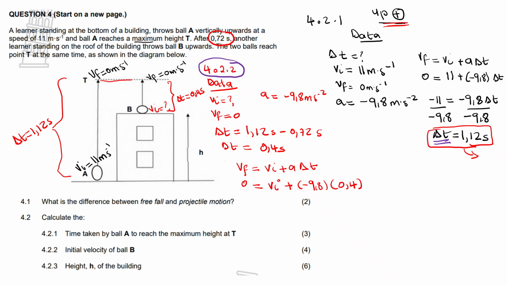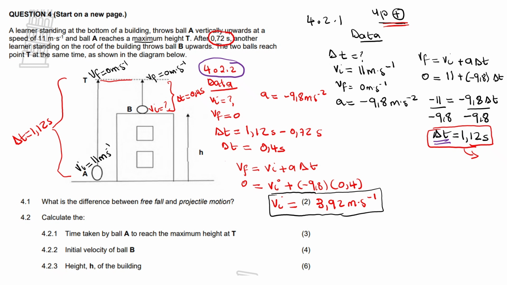So let us quickly work this out and see what we get. So now I know that V initial will be 9.8 times 0.4. So it will be negative, but we'll bring it to the other side to be positive. So this is 9.8 multiplied by 0.4, which gives us 3.92. So this will be positive 3.92 meters per second. So this will be the velocity that ball B was thrown upward with. I hope you guys are happy with how we answered the 4.2.2.